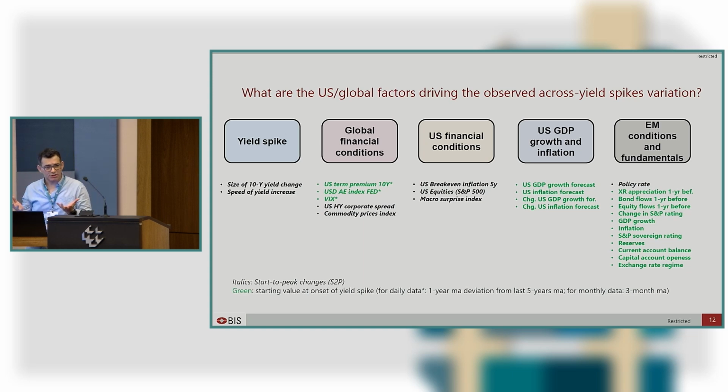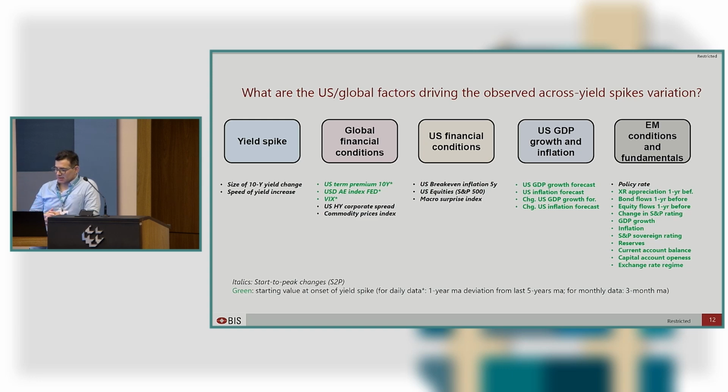Financial conditions in the United States, including break-even inflation, what is going on in the equity market in the U.S., and an index of macro surprises. We're going to also look at growth and inflation forecasts for the U.S. at the beginning of the spike and the change before the spike on those forecasts.